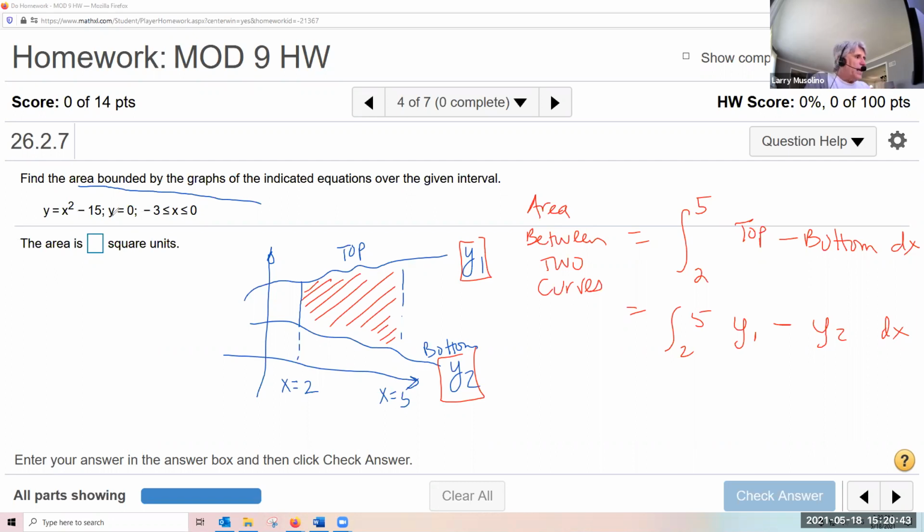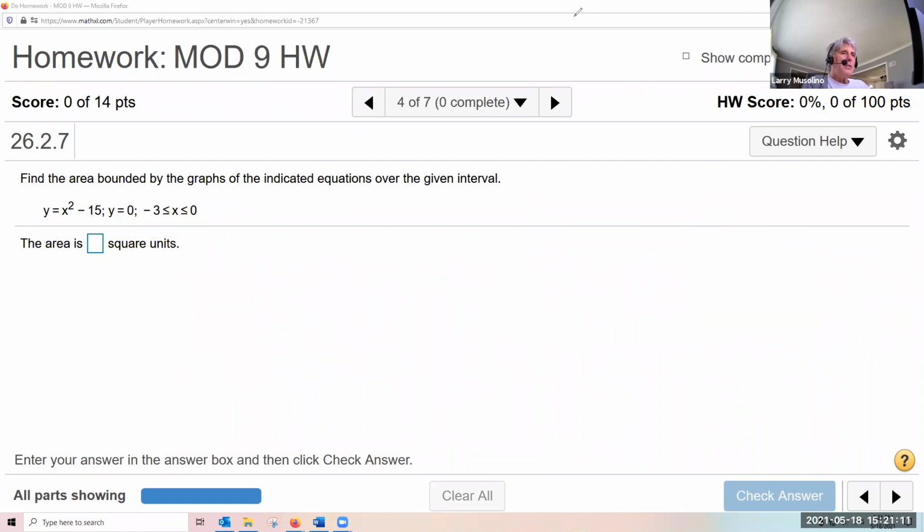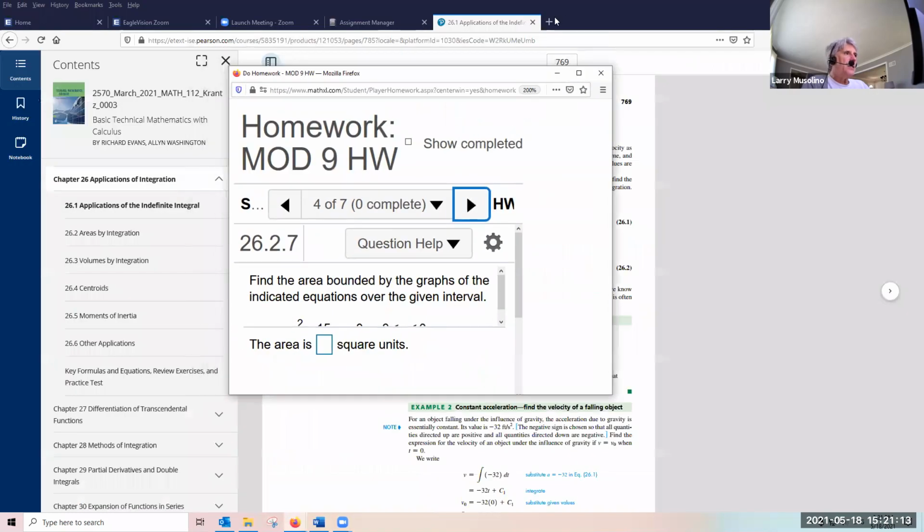All right, well, let's take a look at this example. It says y equals x squared minus 15 and y equals 0. The bounds are between -3 and 0. Now, one thing I've got to know is which is the top function and which is the bottom function. So one thing I could do is graph this. So I'm going to go to Desmos. And by the way, many folks did a very nice job with working with Desmos in the Module 7 discussion board. So that was excellent.